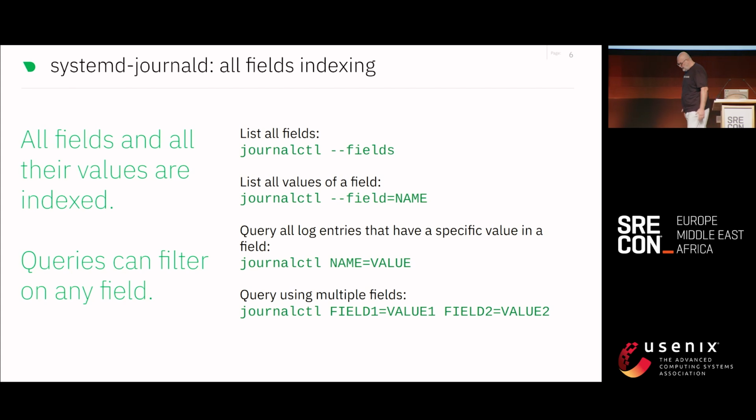Now, with journalctl on all Linux systems, you can use journalctl --fields to see all the fields that are there across all the logs that you have. You can do journalctl with a field equals the name of the field, and it will show you all the possible values this field can get. And of course, you can query for logs based on field combinations, specific values for specific keys.